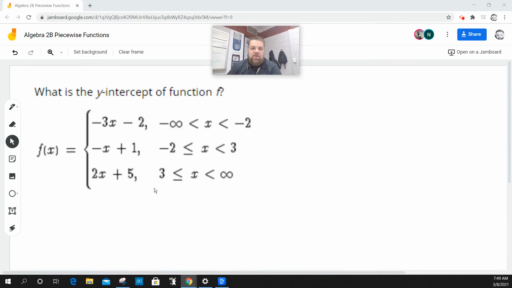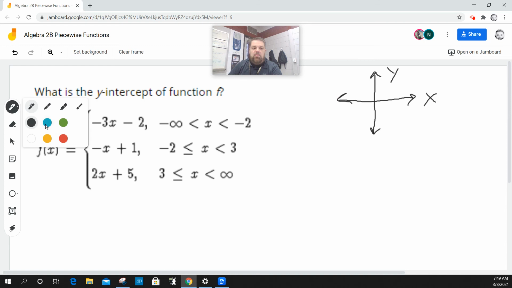All right, so it says, what is the y-intercept of the function f(x)? Well, remember that when we talk about the y-intercept, we're talking about where the graph crosses the y-axis. It doesn't matter where it crosses. Wherever it crosses, whether it's here or here, the x value will always be 0.